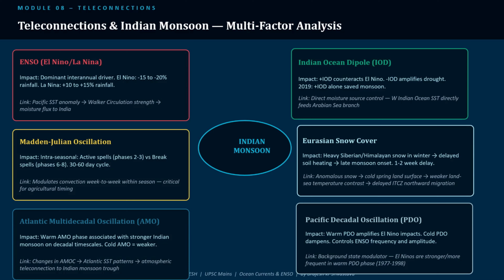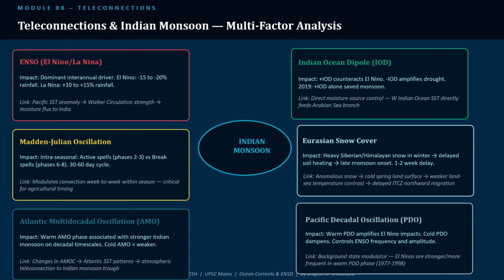Factor 5, Atlantic Multi-Decadal Oscillation, AMO. The AMO is a cycle of Atlantic Ocean temperatures operating over 60 to 80 year timescales. Half the cycle the Atlantic is warmer than average, the warm phase, half cooler, the cold phase. Research shows that warm AMO phases are associated with stronger Indian monsoons on decadal timescales. The mechanism involves changes in the Atlantic meridional overturning circulation affecting global atmospheric circulation patterns. This is important for understanding the multi-decadal variation in monsoon strength, why some decades have consistently stronger monsoons than others.